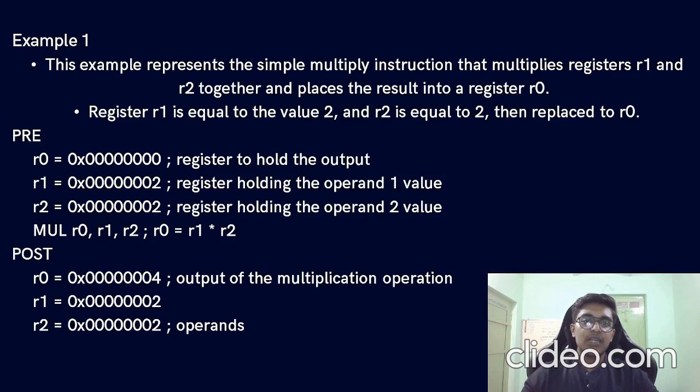Example. This example here is going to represent the simple multiply instruction that multiplies the register R1 and the register R2 together, and that is going to place the result into register R0. Register R1 is equal to the value 2. Register R2 is also equal to the value 2. Then the result is going to be placed in register R0. So here, as you can see, R0 is 0, R1 is 2, and R2 is also equal to 2. MUL R0, R1, R2, so R0 is equal to R1 times R2. The result is going to be stored in R0, where R0 is equal to 4, that is the output of the multiplication operation, and R1 is 2, as well as R2 is also equal to 2.